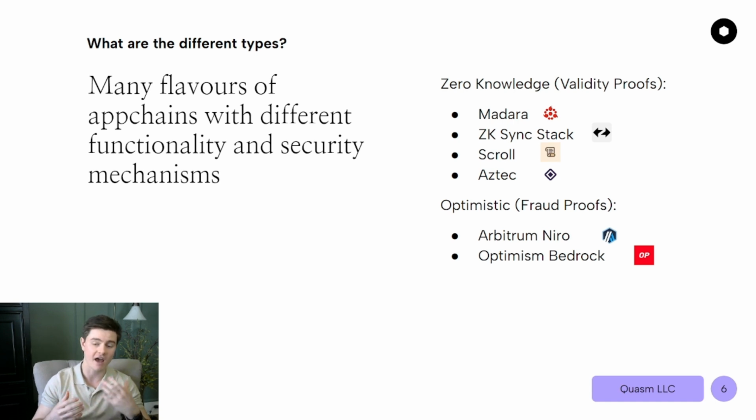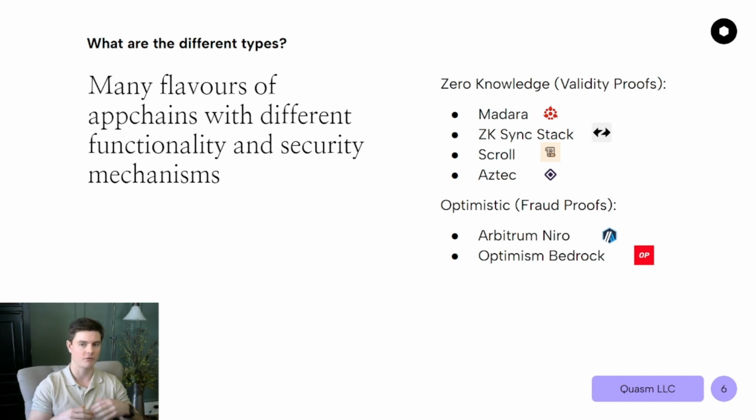We have optimistic rollups. So in the zero knowledge validity proof Appchain frameworks, we have Madara, a Starknet stack. We have ZK Sync stack, which is a ZK EVM, as well as Scroll, also a ZK EVM, and then Aztec, which provides additional layers of security. On the optimistic side, we have some EVM compatible Arbitrum Nitro and Optimism Bedrock.